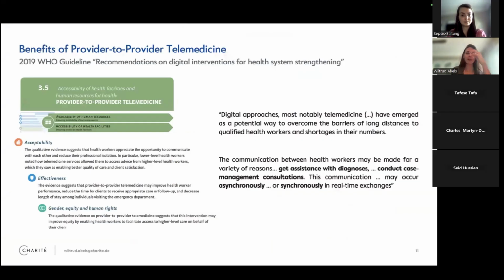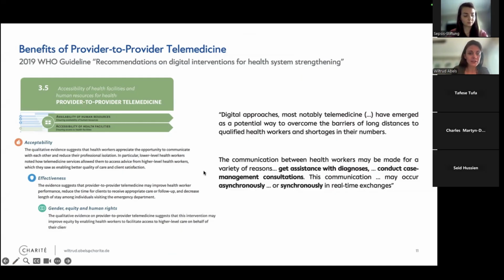Just looking a little bit into what has been published and what is known about the benefits of provider-to-provider telemedicine. As I said, there are valuable documents available, guidelines and recommendations. For example, the 2019 WHO guidelines that give recommendations on digital interventions for health system strengthening. And in this guideline, you find this recommendation about provider-to-provider telemedicine.